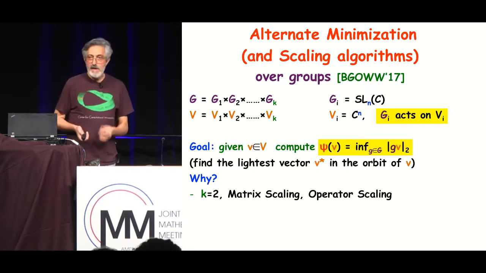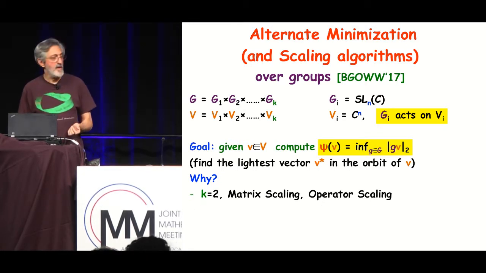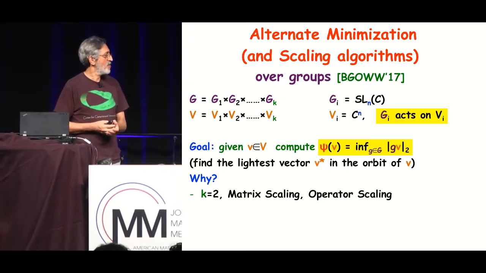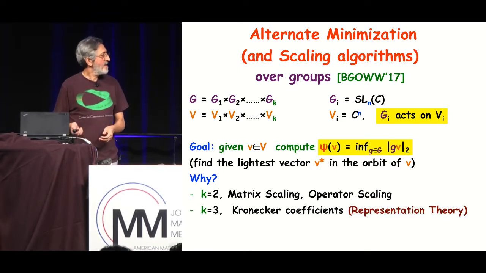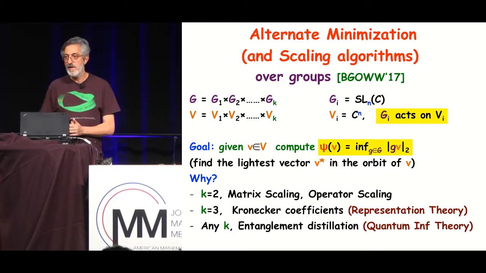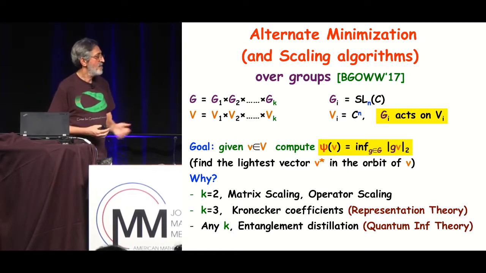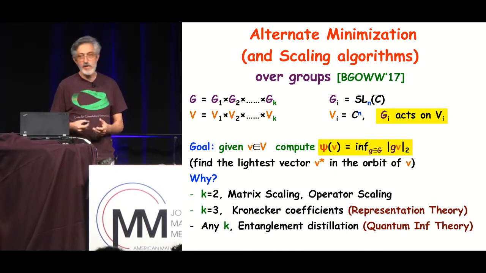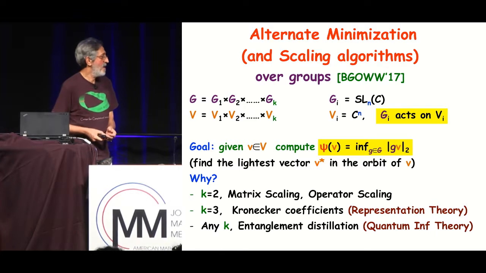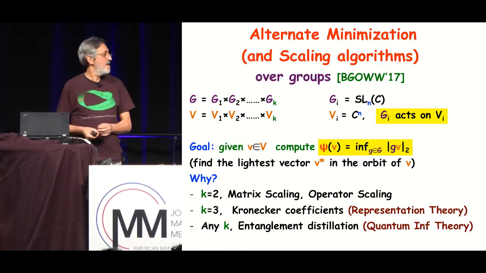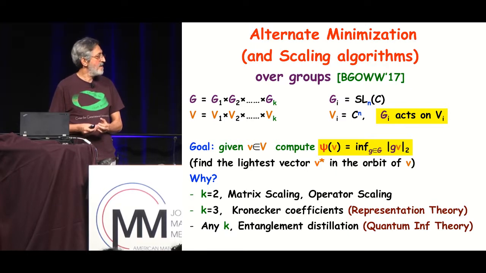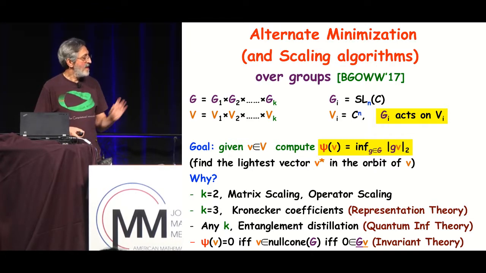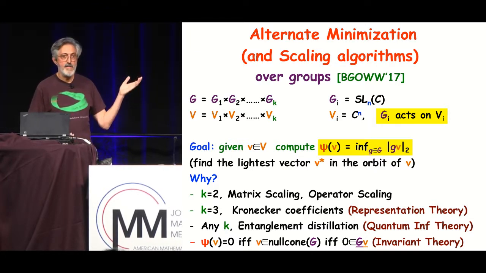Well, in the case that you have just two groups, we saw already, it's not obvious, but it turns out to generalize the two problems that we talked about, matrix and operator scaling. But it gets even more interesting as you go up to more groups. It turns out to capture questions in representation theory, like the positivity of Kronecker coefficients. And when you get to arbitrary k, it captures the quantum entanglement distillation problem in quantum information theory. And there are lots of others that I'm not mentioning here. So this is a really basic question.